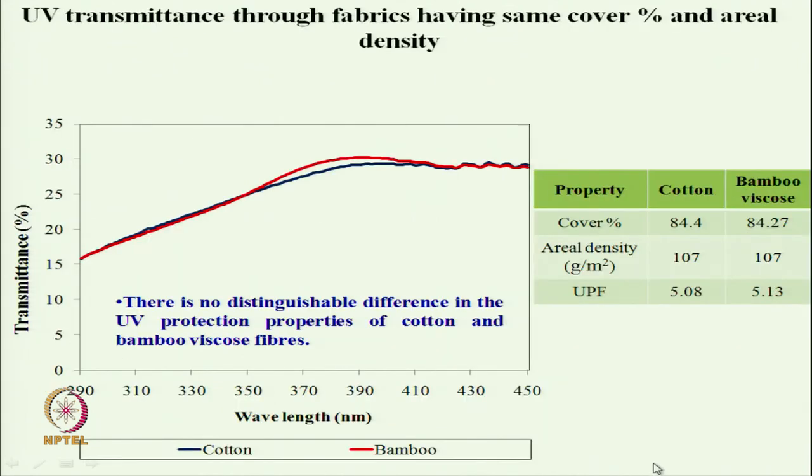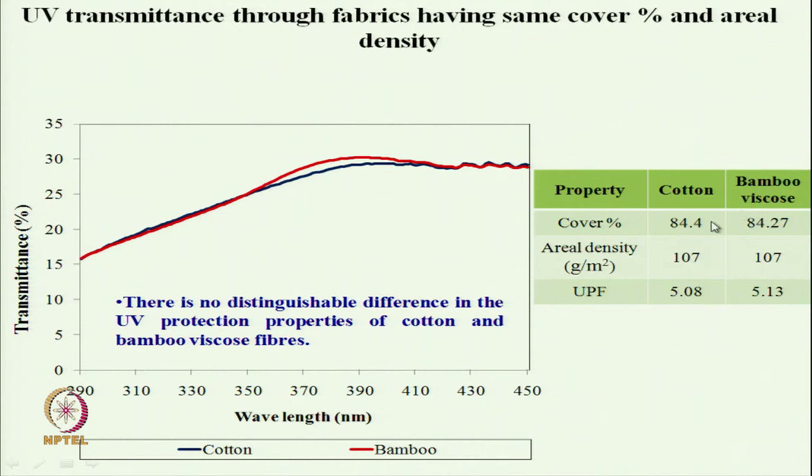Now, to extend this study, what we have done here, UV ray transmission we have measured at different wavelengths, and we have developed fabrics of cotton and bamboo viscose, keeping the mass per unit area and cover percent exactly the same. So, two fabrics were developed. After finishing, the mass per unit area was close to 107 and cover percent was around 84%.